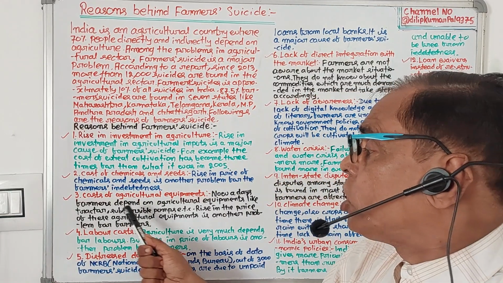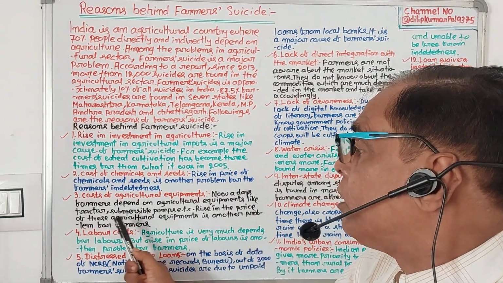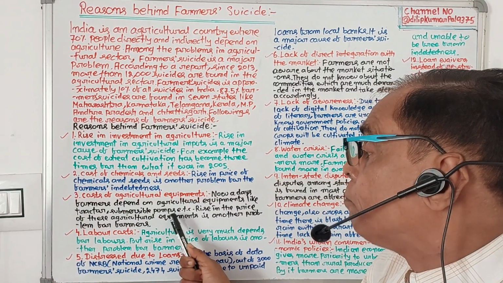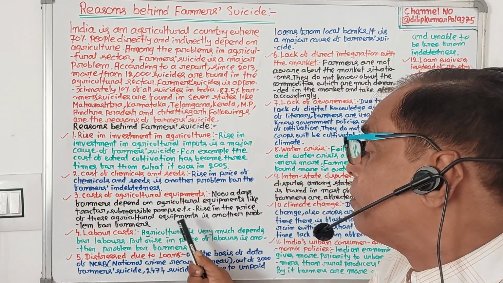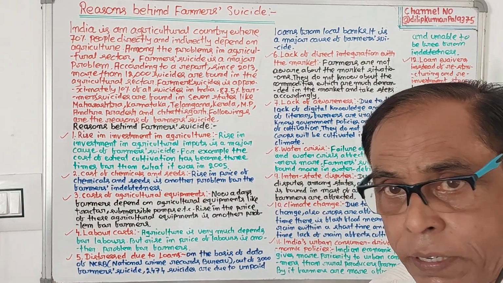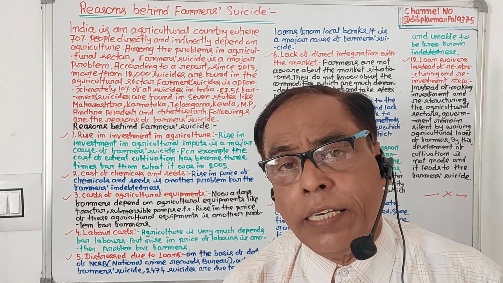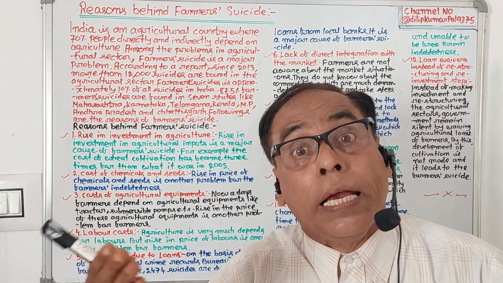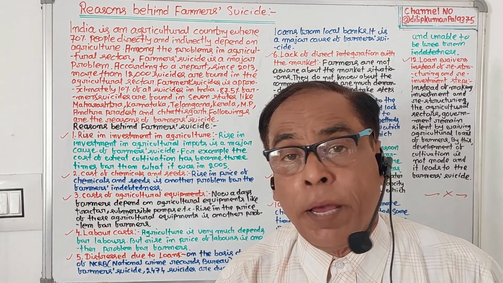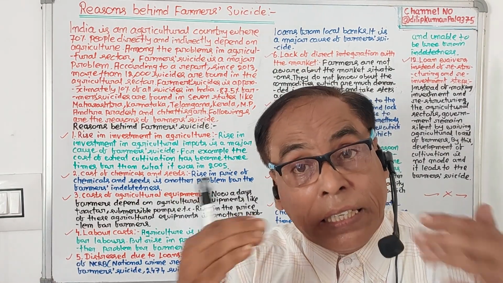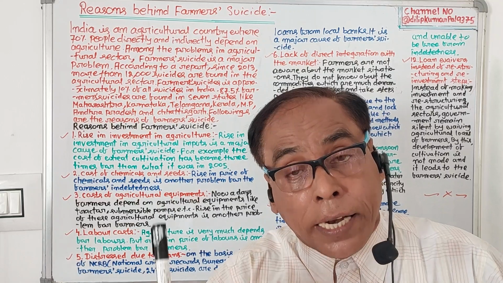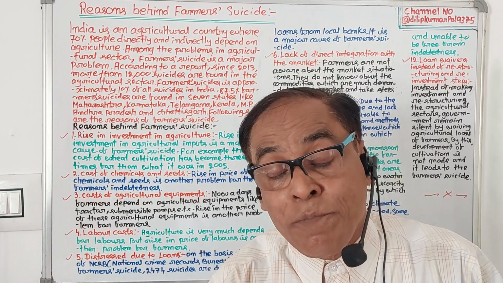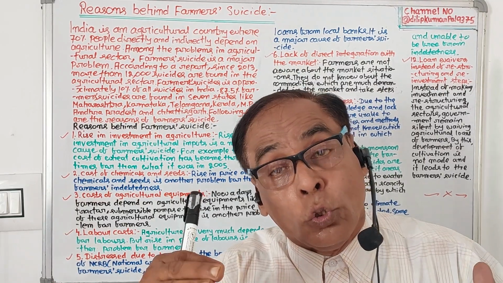Number 3. Cost of agricultural equipment. Nowadays, farmers depend on agricultural equipment like tractors, submersible pumps, etc. Farmers depend more on agricultural equipment, otherwise they cannot do farming. But there is an increase in the price of agricultural equipment like tractors and submersible pumps. So it is another tension for farmers, and it leads to their suicide.